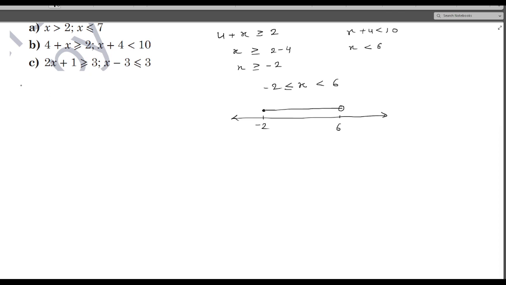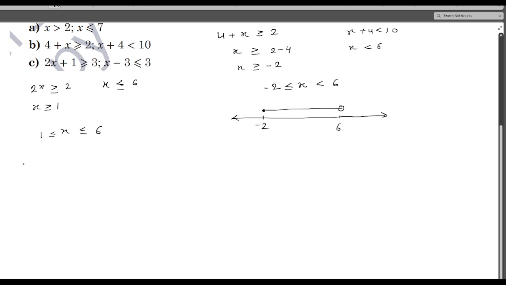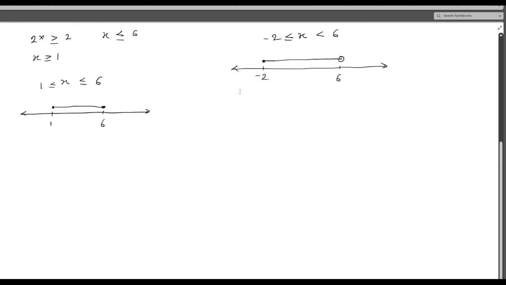And last, the C part. 2x plus 1 is greater than or equal to 3. So that means 2x is greater than or equal to 3 minus 1, which is 2. X is greater than or equal to 1. And x minus 3 is less than or equal to 3. So x is less than or equal to 3 plus 3, which is 6. So here you can say that x is greater than or equal to 1, less than or equal to 6. So on the number line, if here I have 1 and here say I have 6, then both 1 and 6 are included in the solution.